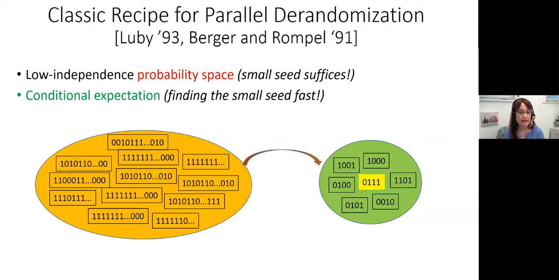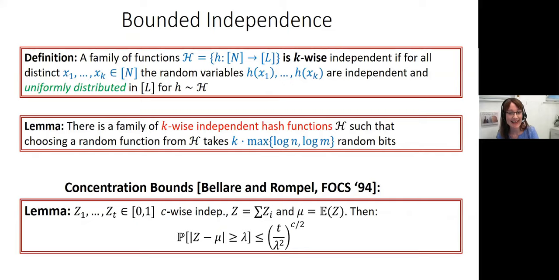And the second step is to say, okay, I don't really need a large probability space. I can narrow down to a small one, but then I still need an efficient algorithm to find this good seed, to find this good deterministic algorithm even within this small search space. So these are the two ingredients, and I'll elaborate a bit more about them. I think this is the most technical slide in this presentation, and we really don't need all the details.